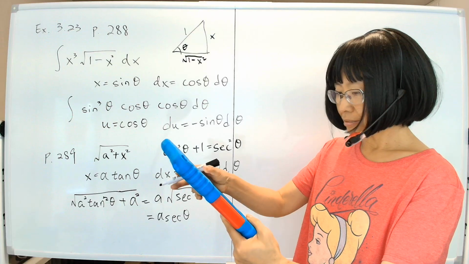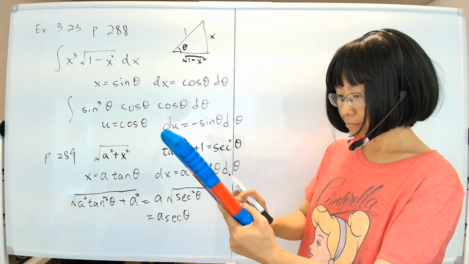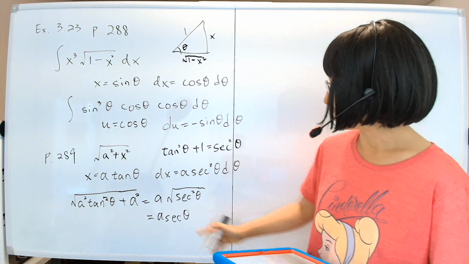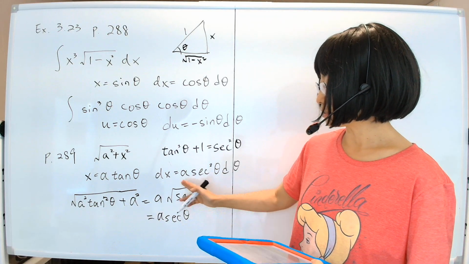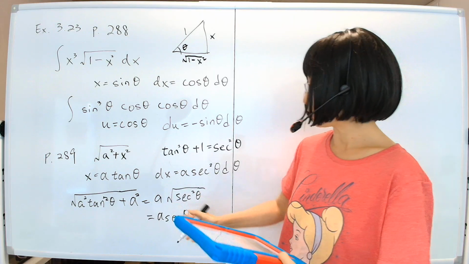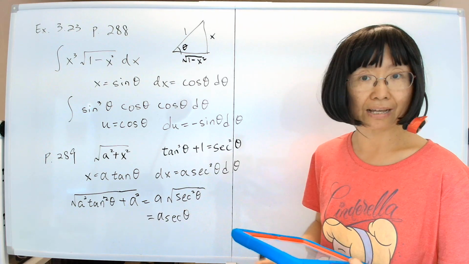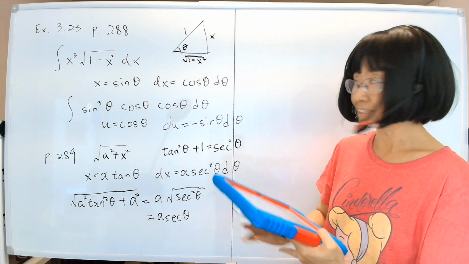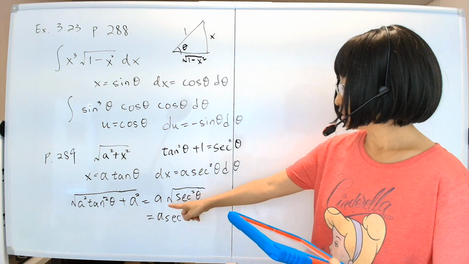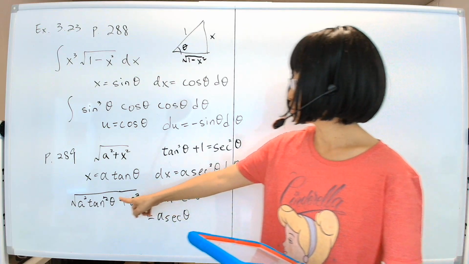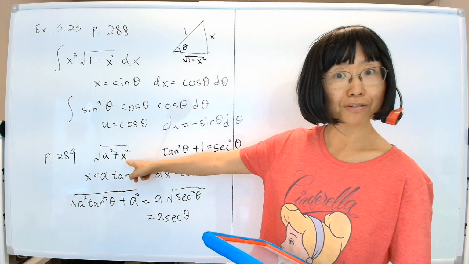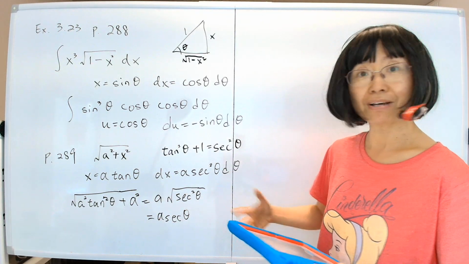Now notice that this is due to our theta being defined in a convenient area. The a secant squared is the square root. Secant is always positive in this area, so we don't have to worry about the absolute value when we take out the square root, which is nice. So what happens is that in this substitution, we effectively got rid of the square root, which makes life a lot better.